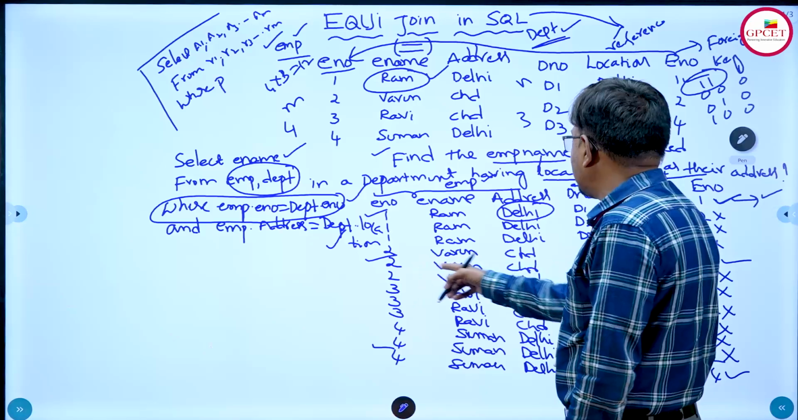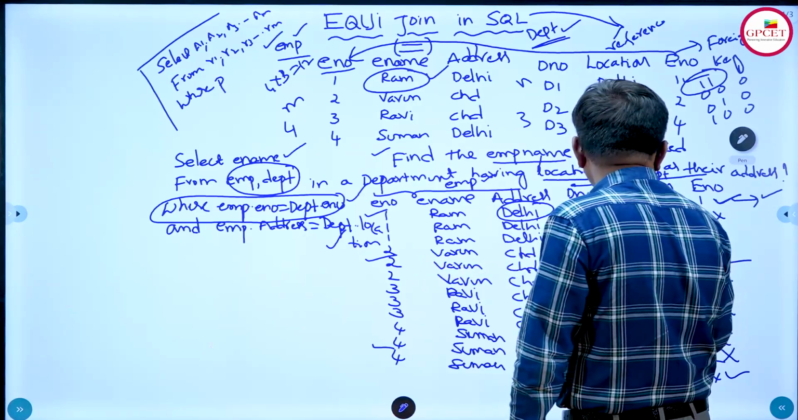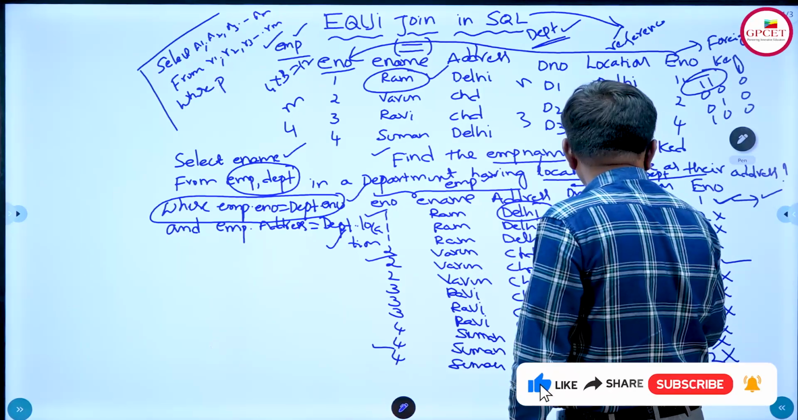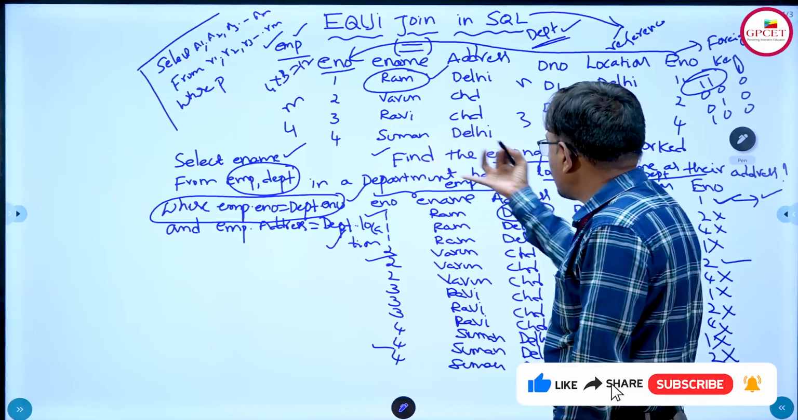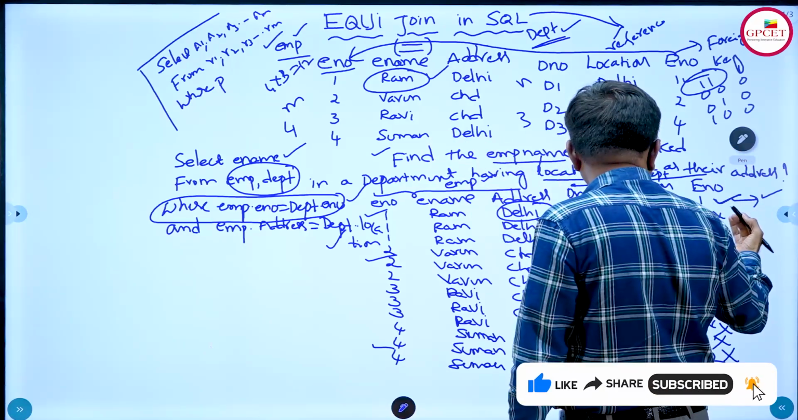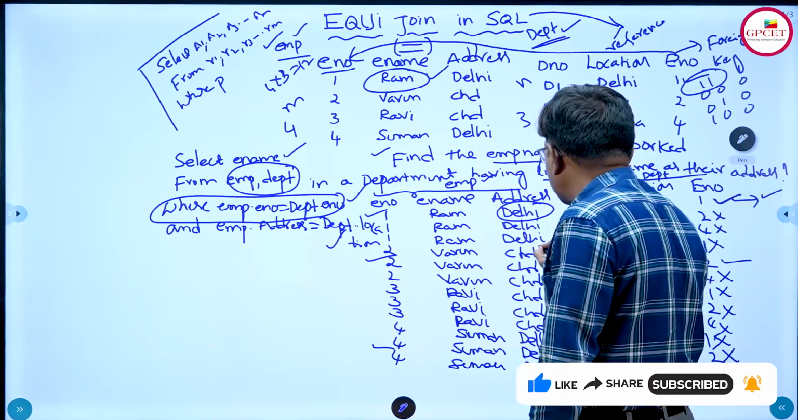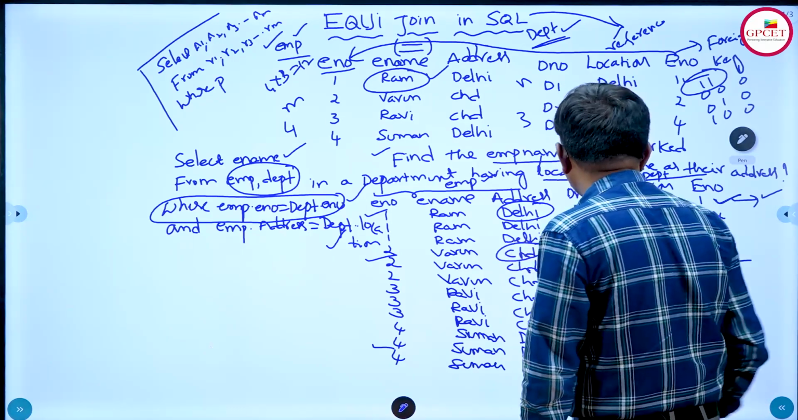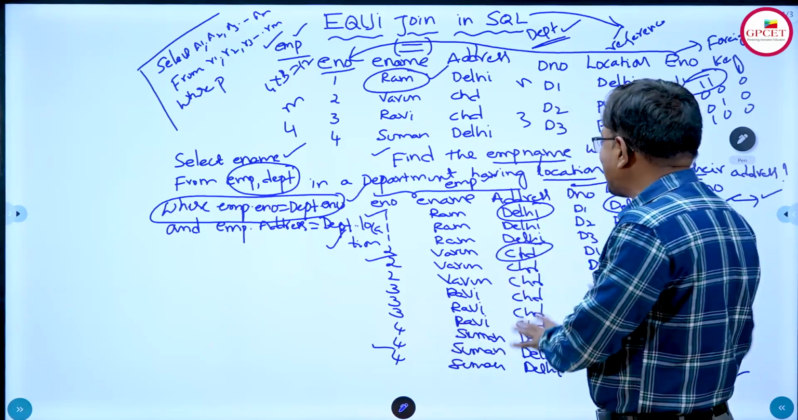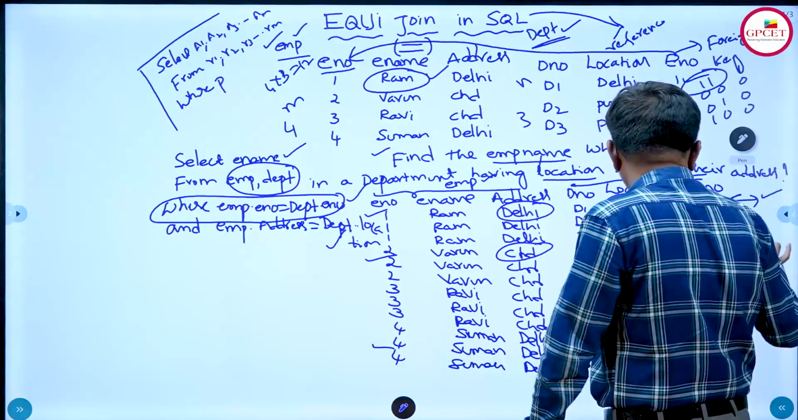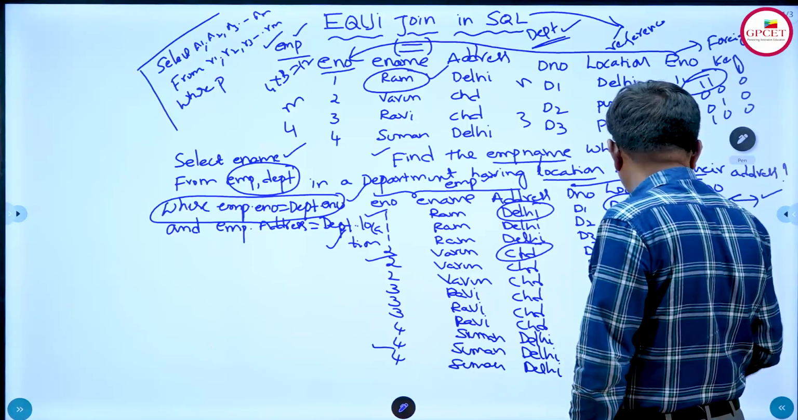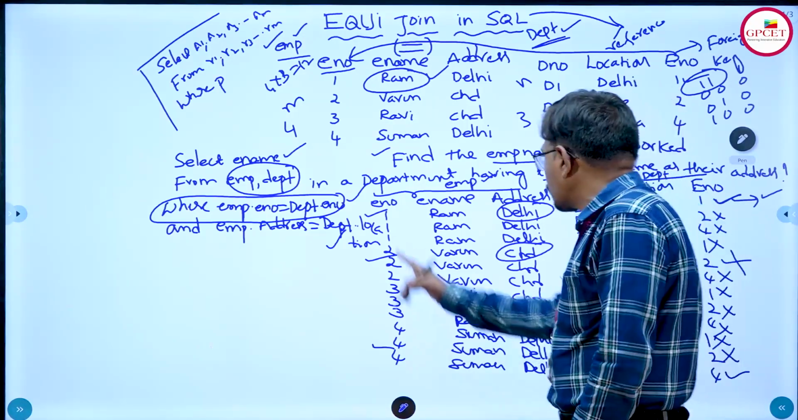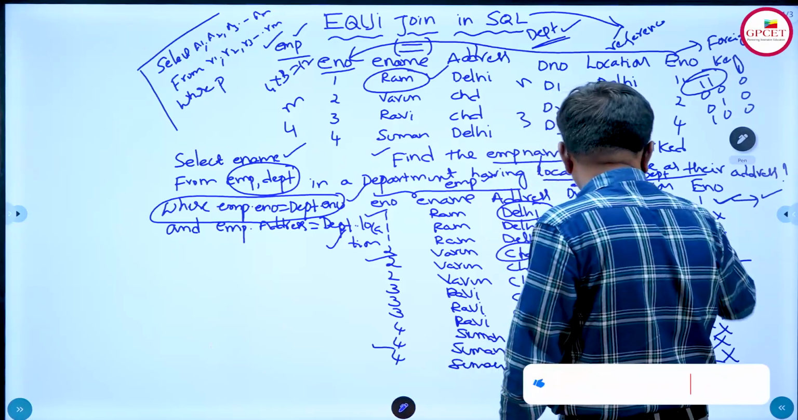Observe the second row, 2 Varun Chandigarh. Here the address is different, but EMP.E number equal to department.E number is satisfied. But what about the address? Not satisfied or not equal. That's why one condition is satisfied, one condition is not satisfied. That is, we won't get this row. We cannot get it. And then the last one also, EMP.E number equal to department.E number.